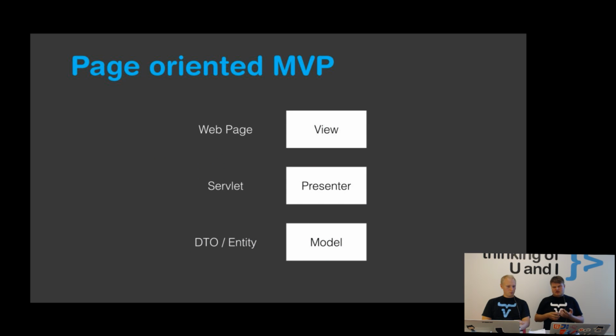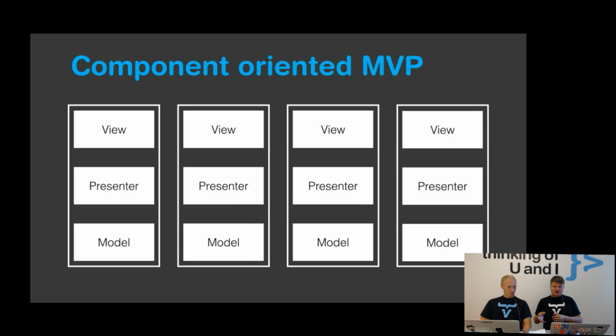MVP originates from, or fits really well with, page-oriented UIs. If you're building a JSP, it's a really nice thing to have a web page separate from the presenter, the presenter being on the server side, and then the model being separate from the presenter. So it fits that model quite well. When you go into component-oriented UIs and try to use the same pattern, you end up repeating the same pattern for each component. And I think it's quite clear that over here there is quite a lot of complexity. So you end up having a lot of classes and a lot of dependencies between those classes. It becomes complicated.